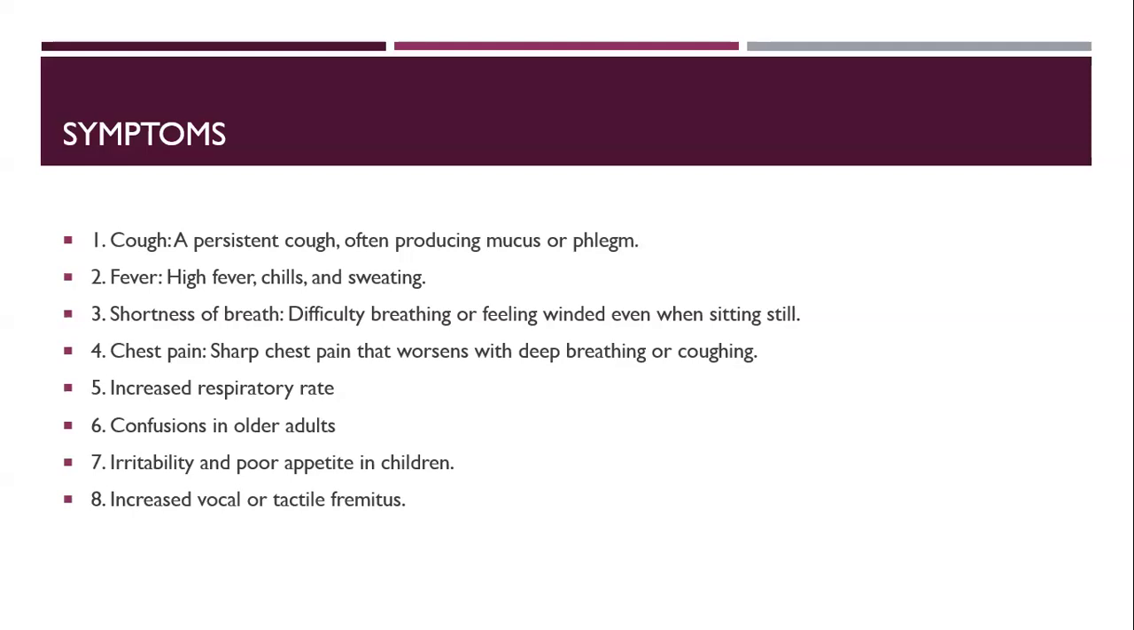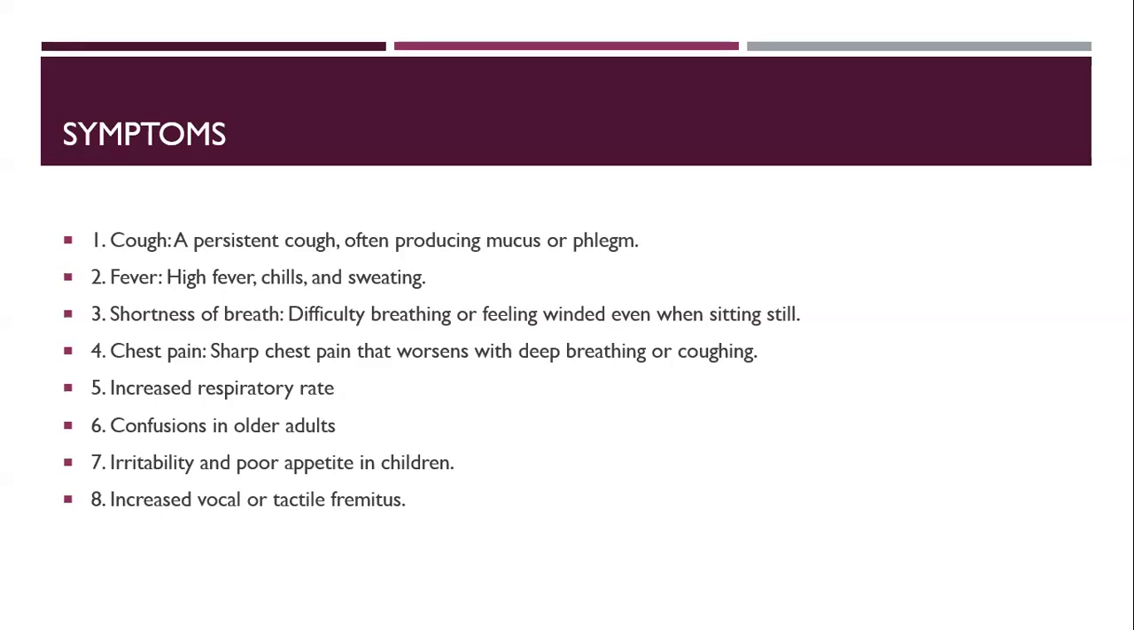Two, we have fever. Here we have high fever. Unlike TB, where we have low grade fever, here we have high fever. So please take note. They can get 40 degrees. They can get chills and sweating as well. So if you want to distinguish between pneumonia and TB, know that in pneumonia they have high fever, whereas in TB they have low grade fever. Please take note of that.